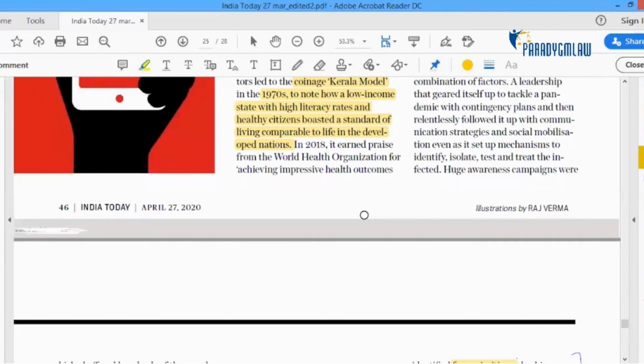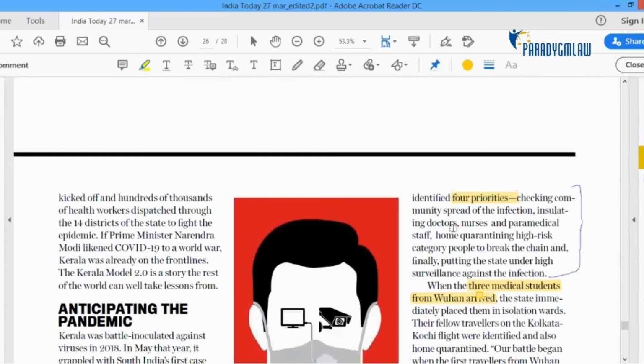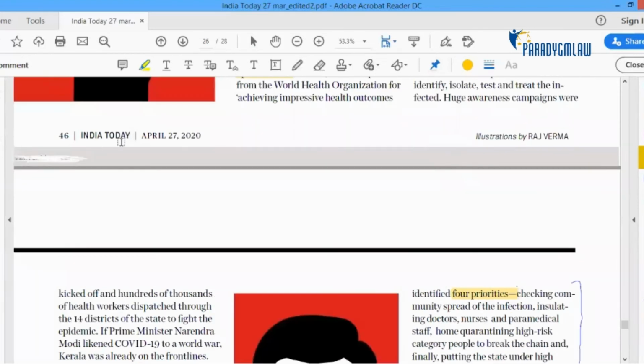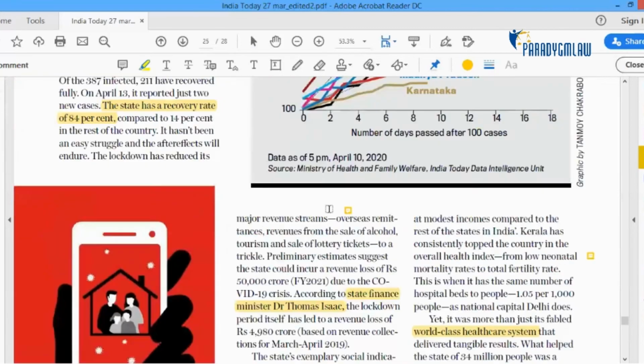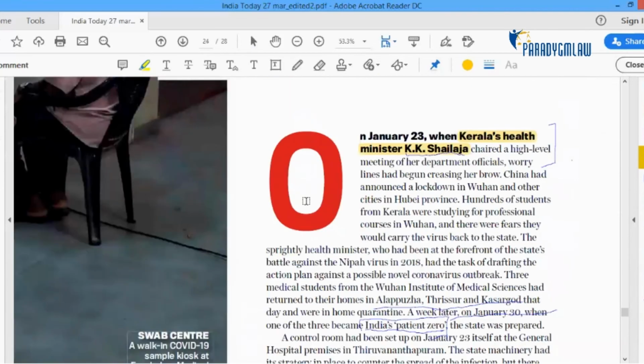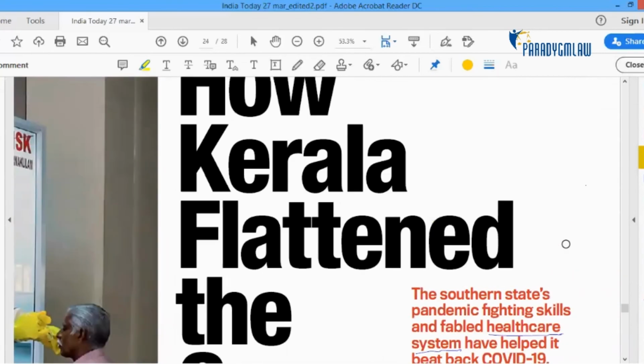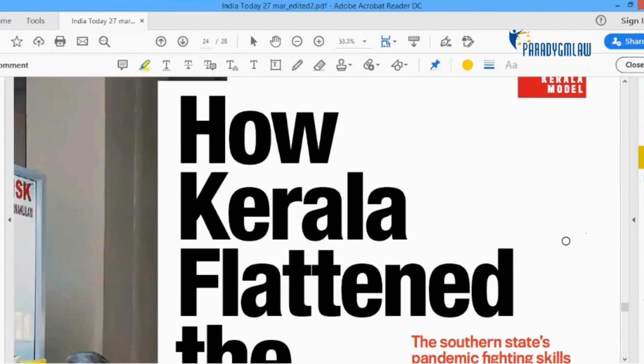Now, hopefully, you'll find time to go through this article. The magazine is available on the India Today website. It's called intoday.in, and you will find this there. Now we will do some supplementary reading on the Kerala model after a short break.